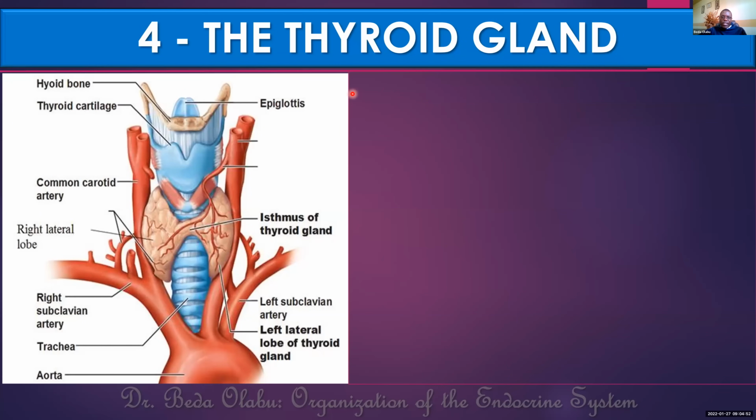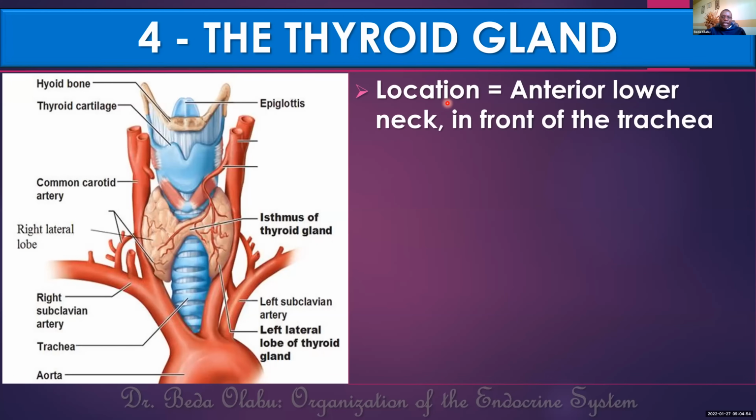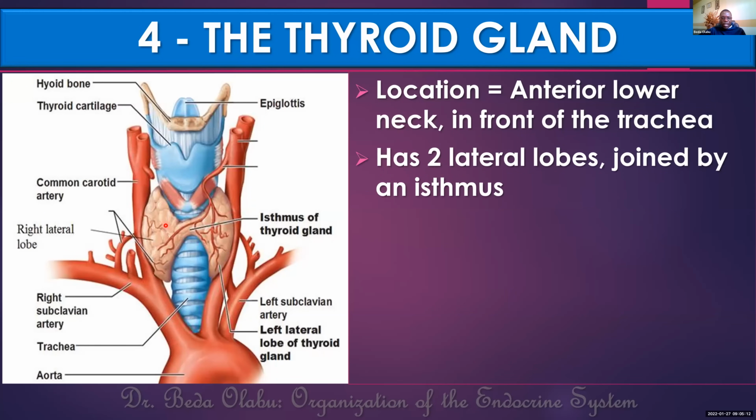So the thyroid gland is located in the anterior lower neck, just in front of your trachea. Anterior lower neck in front of the trachea. This is the gland, that's the trachea. You notice that the gland has two lateral lobes, the right lateral lobe and the left lateral lobe, and that the two lateral lobes are joined by this narrow region, which we call the isthmus of the thyroid gland.